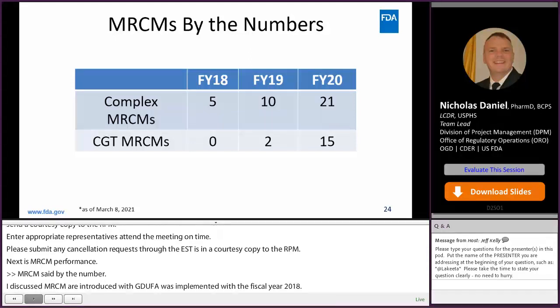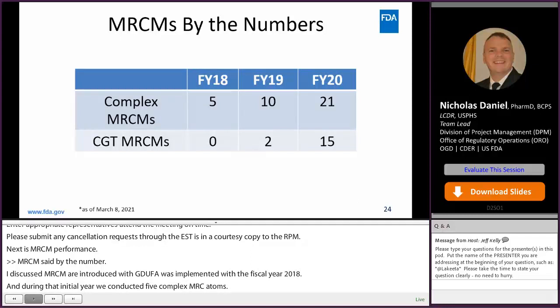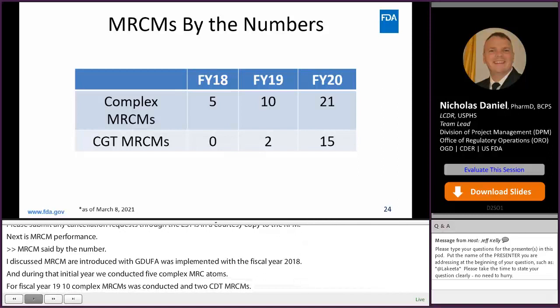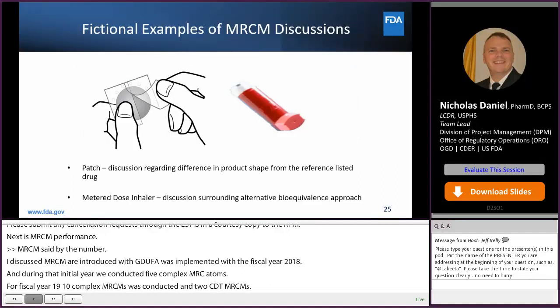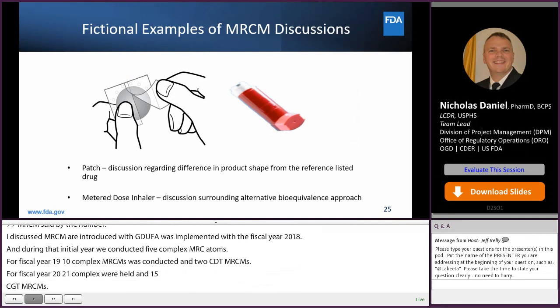For fiscal year 19, 10 complex MRCMs were conducted and 2 CGT MRCMs. And for fiscal year 20, 21 complex MRCMs were held and 15 CGT MRCMs. As you can see, there's been a steady increase in the number of meetings held through the years. Now let's go through just 2 fictional examples of what discussions might look like during a mid-review cycle meeting.